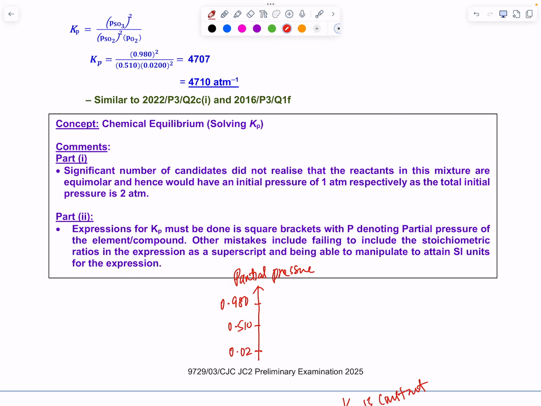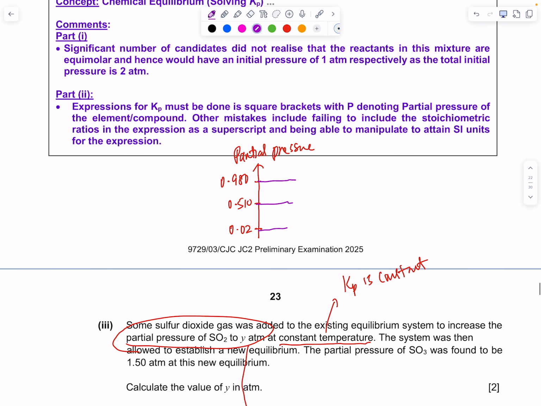Now, they were happily at dynamic equilibrium, so that is represented by a horizontal line like this. Then suddenly you decided to add sulfur dioxide. So let me label this. This is sulfur dioxide, this is sulfur trioxide, this is oxygen. Then suddenly, you decided to add.